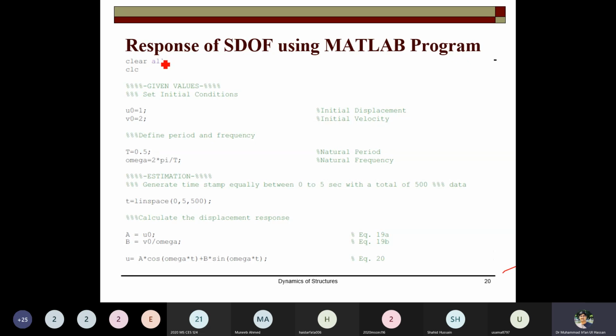Now, the response of the single degree of freedom. Next is the response of the single degree of freedom using a MATLAB program. Yes, sir. This is our design class today. Briefly, I will explain. Normally, you have the laptop with you, and MATLAB should be installed in your system so that you can plot the response of the single degree of freedom system.